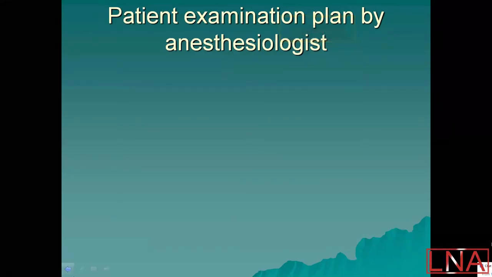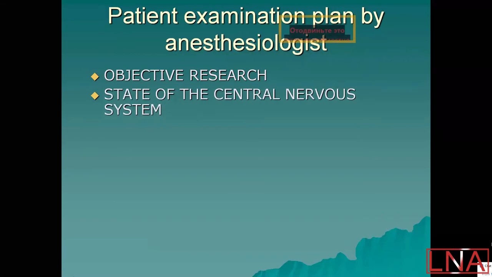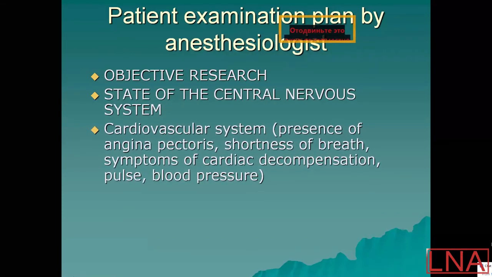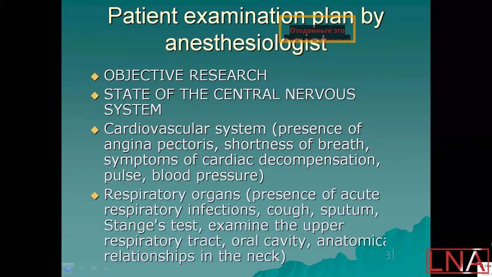Patient examination plan by anesthesiologist. Objective research. State of central nervous system. Cardiovascular system: presence of angina pectoris, shortness of breath, symptom of cardiac compensation, pulse, blood pressure. Respiratory organs: presence of acute respiratory infection, cough, sputum, stage test, exam of the upper respiratory tract, oral cavity, anatomical relationship in the neck.